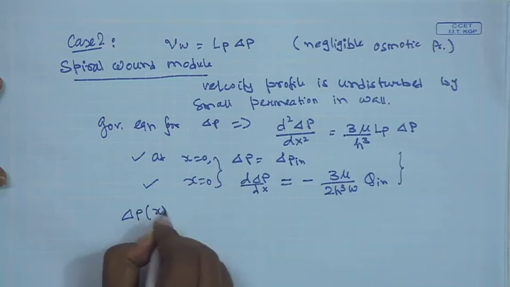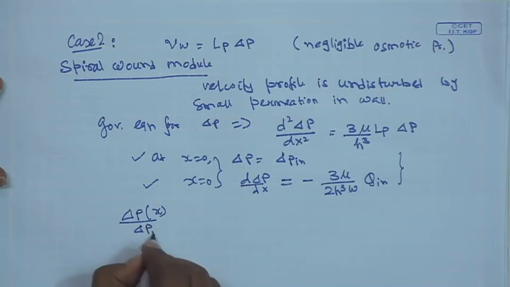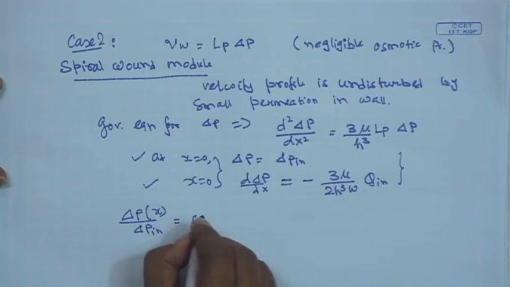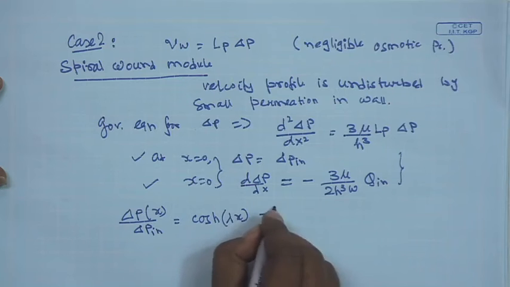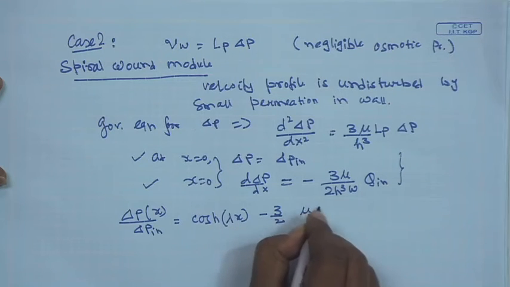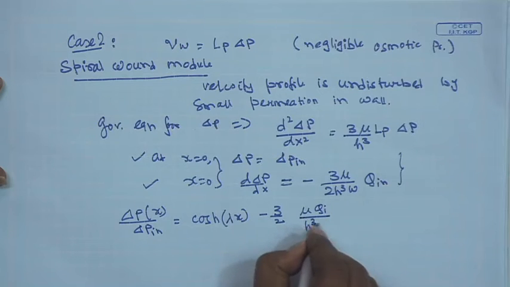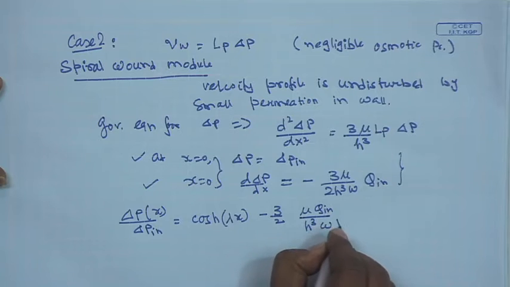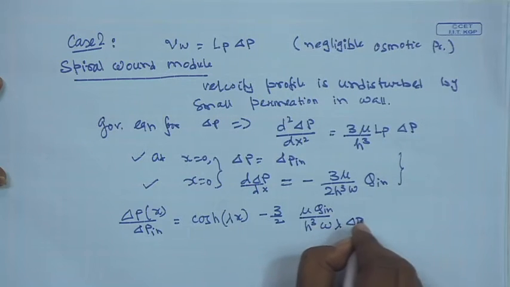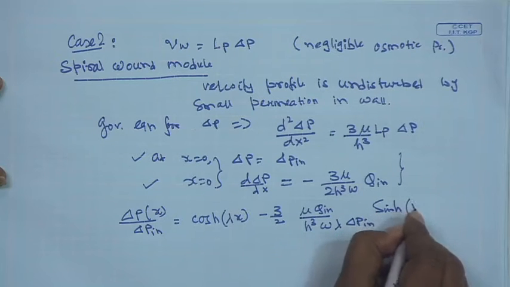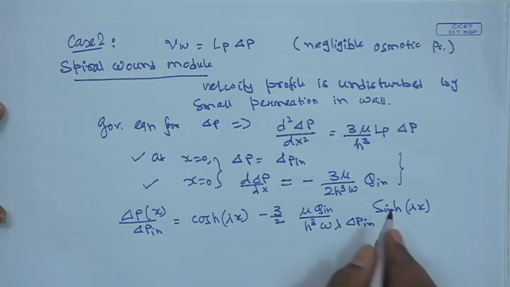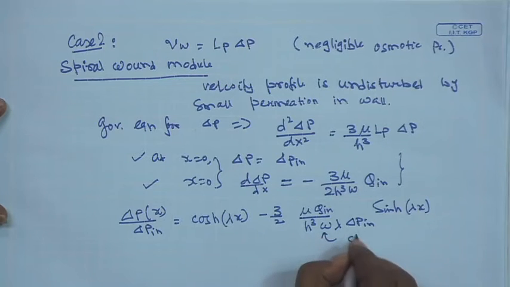So, delta p x divided by delta p in is equal to cosh lambda x minus 3 by 2 mu q in divided by h cube w lambda delta p in times sinh lambda x, where w is nothing but the channel width.